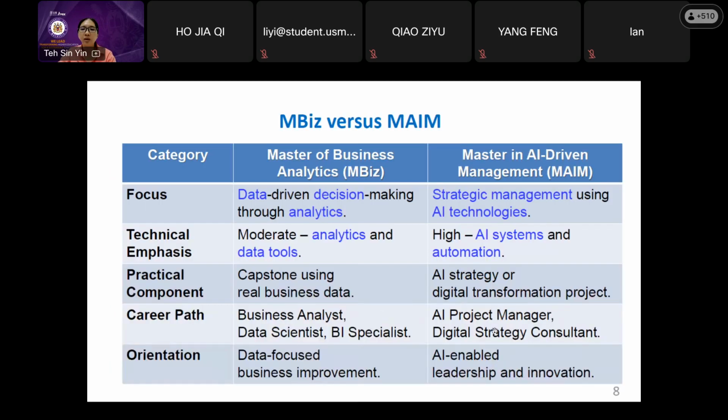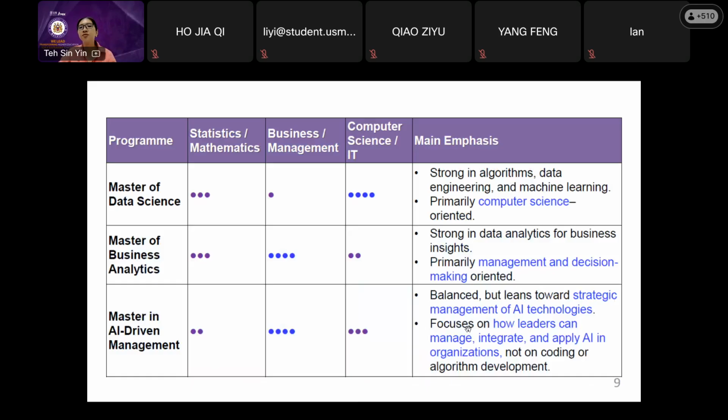What is the name of the job just now? AI project manager. Then you need to know how to compare them. Okay? Any questions so far? If everything is clear, just give me a smiling face or thumbs up. If you have questions, please feel free to type in the chat box.